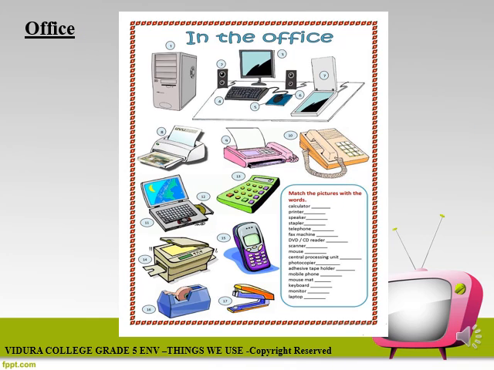Then in the office. Now in the picture you can find the different equipment that we use in the office. Can you name those? Yes. The telephone, then the computer, then the calculator, then the mobile phone, then the laptop, then the printer, scanner, stapler, then DVD, CD reader. All are examples of the things we can use in the office.